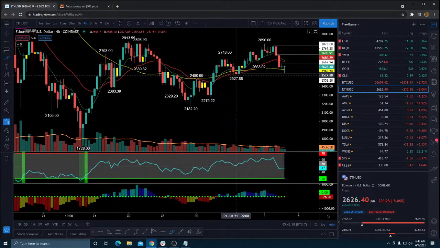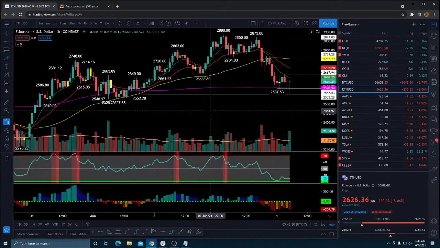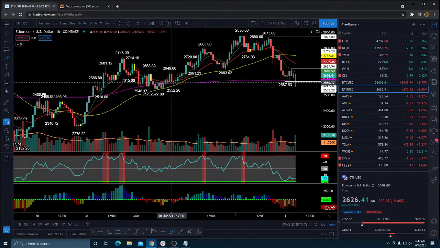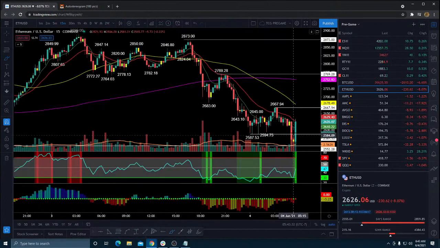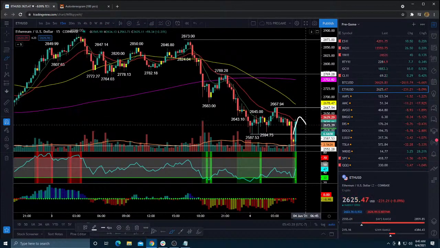On the 4 hour, I think I mapped this on the hourly. Yeah, 255228. Did we hit that? Oh, we came within $2.83 of that. So we hit that, and now we're bouncing. Same hurdle. 15 minute. We can get a lower high, get that higher low, and then get that higher high.